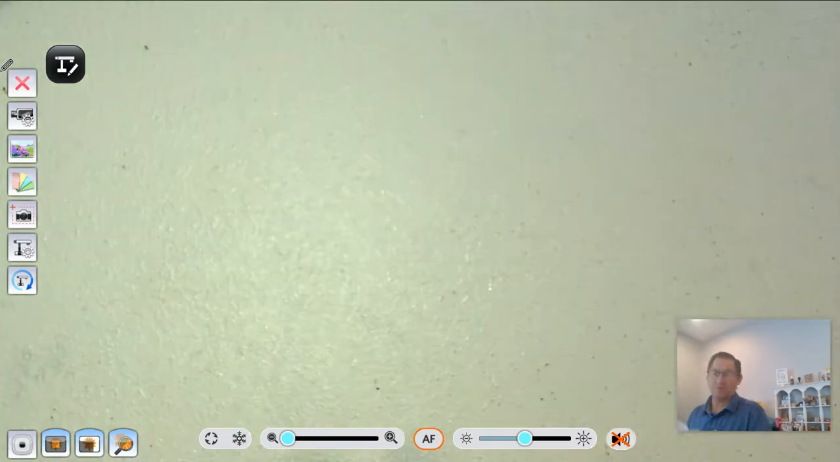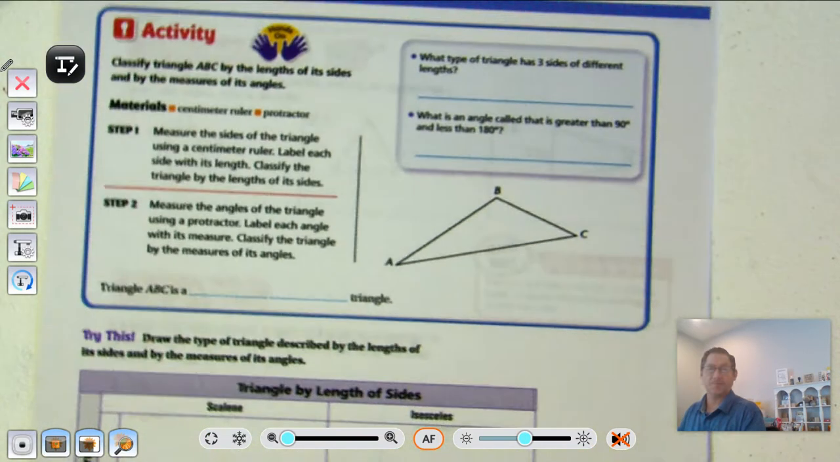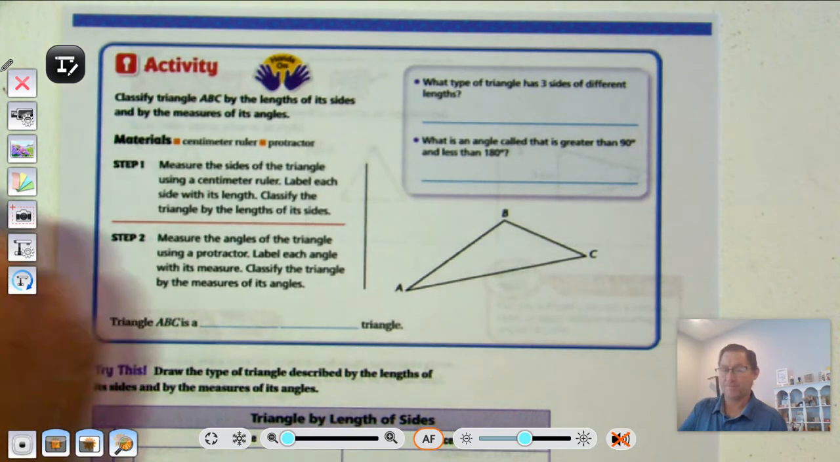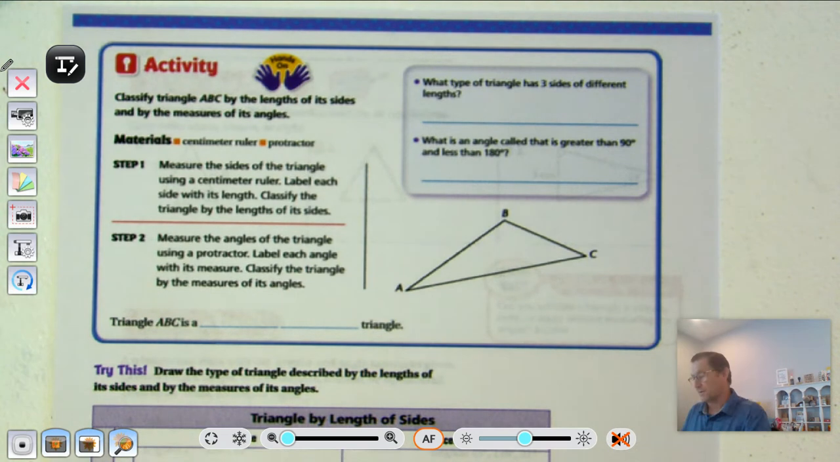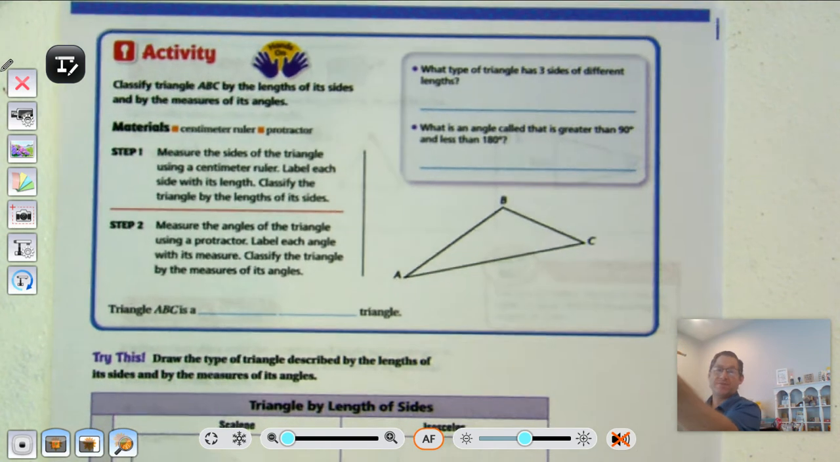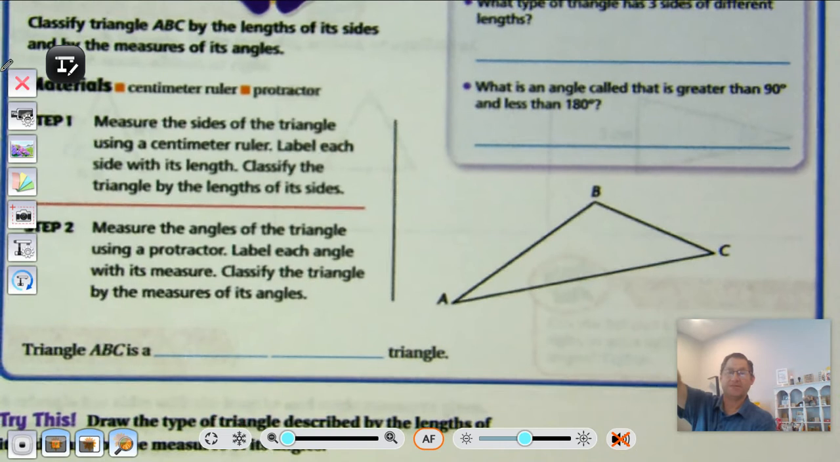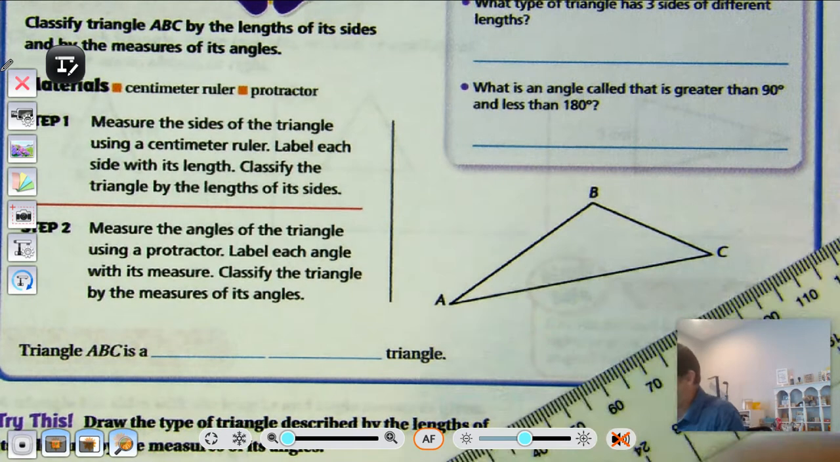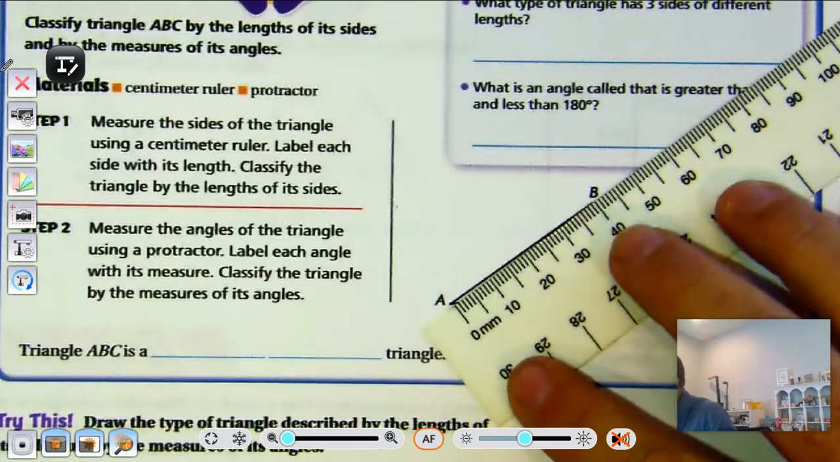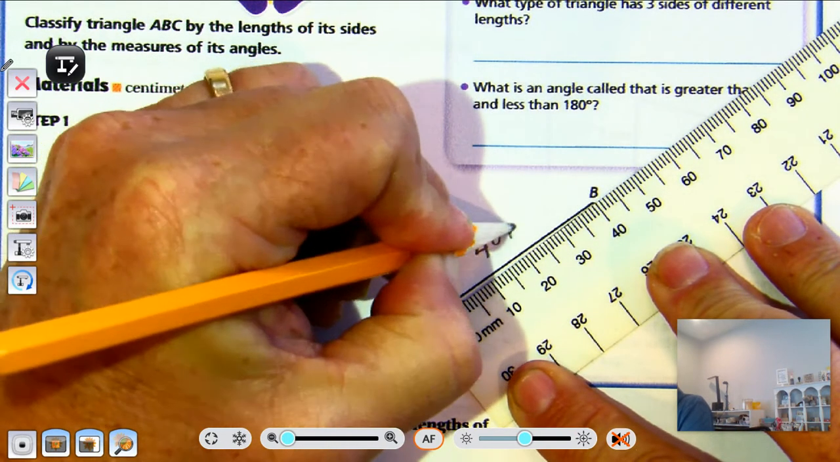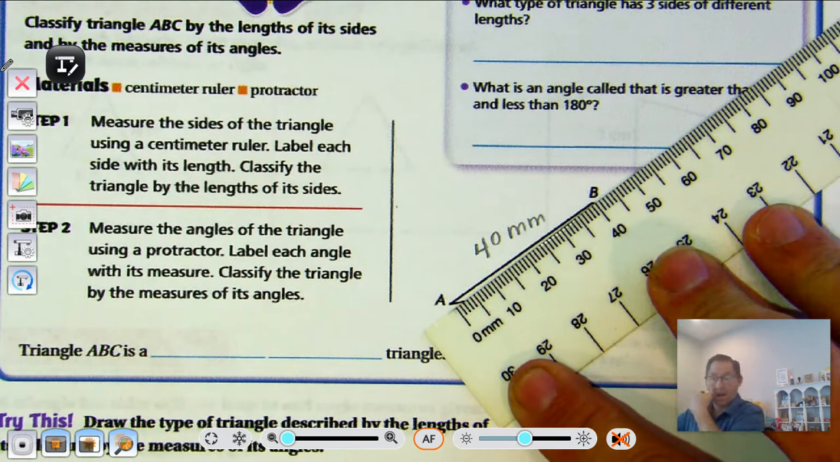For page 470, you'll need a centimeter ruler and a protractor. And we're going to classify triangle ABC. So measure the sides of the triangle using a centimeter ruler, and then label each side with its length. All right, so A to B is 40 millimeters. Or you could say 4 centimeters.